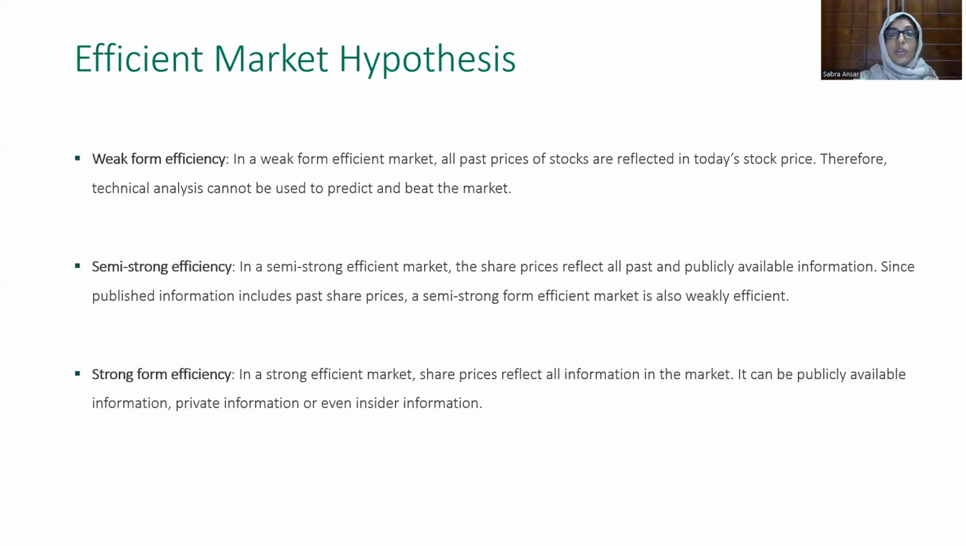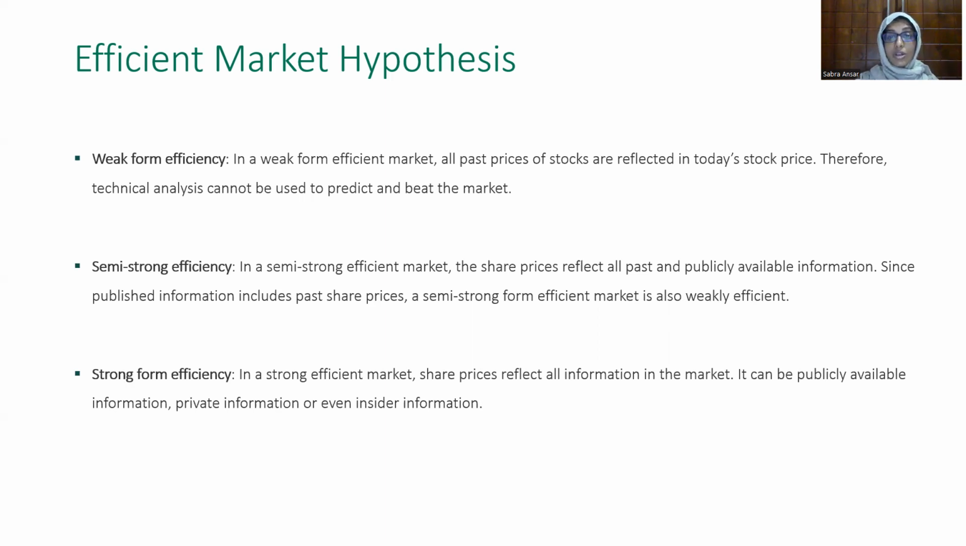Thereafter, we did a small explanation of each of the three categories mentioned: the weak form of efficiency, the semi-strong form, as well as the strong form of efficiency. Here we understood that in the weak form, all past prices of stocks are reflected in today's stock price. So basically, technical analysis cannot be used to predict or beat the market.